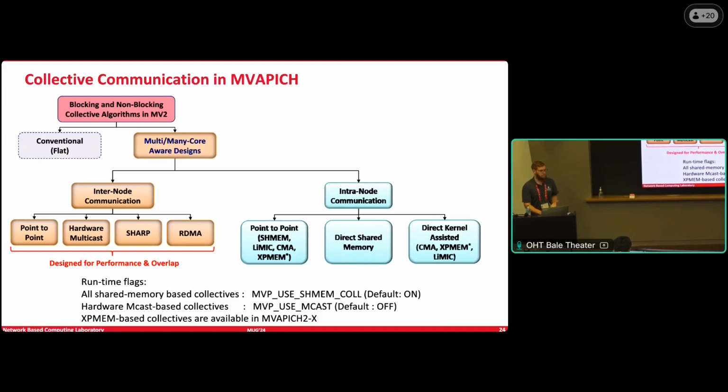Your most basic naive algorithms are going to be what we call flat algorithms. Those aren't super interesting, so we're not going to spend a ton of time on them. Mostly what we do is related to optimizing our collectives for modern CPUs, which typically have lots of cores, multiple NUMA nodes, and those interact with the system in different ways.